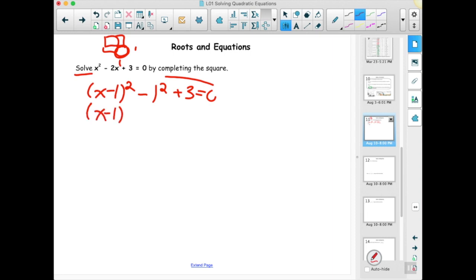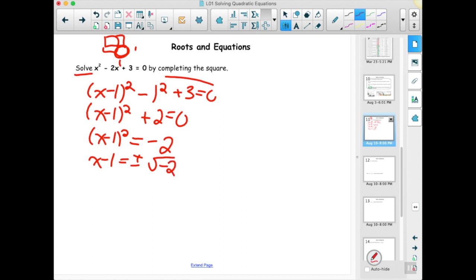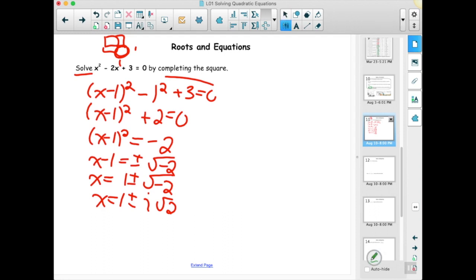That gives me x minus 1 all squared plus 2 is 0. So negative 1 plus 3 is positive 2. We get x minus 1 all squared is equal to negative 2. We're now going to get x minus 1 is equal to plus or minus the square root of negative 2. So x is equal to 1 plus or minus the square root of negative 2. And I think this time I'm going to write it as i root 2. And remember, the square root of negative 1 is i. You will be expected to rewrite this using that technique and coming down to there.